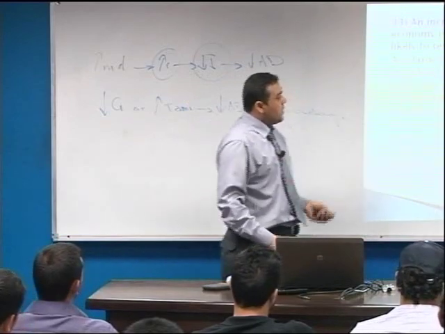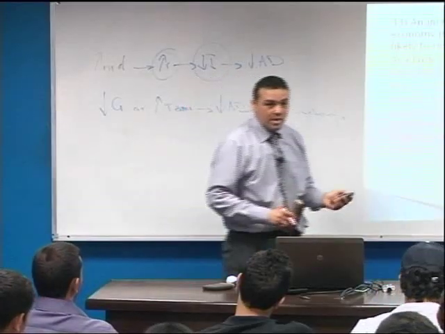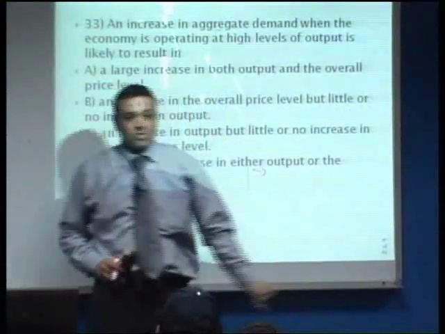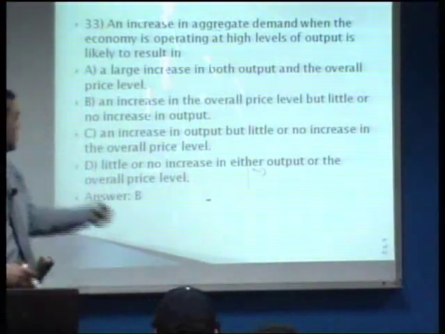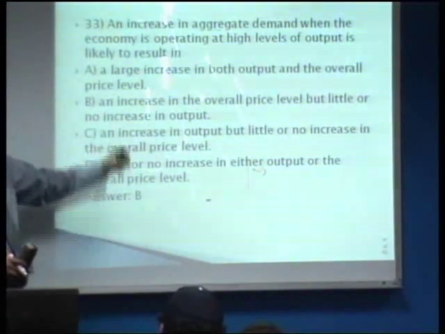Okay, an increase in the aggregate demand when the economy is operating at a high level of output is likely to result in what? هلا لما بكون احنا الاجريت اوتبوت عالي كتير شو اللي بصير؟ An increase in the overall price level but little or no increase in output.